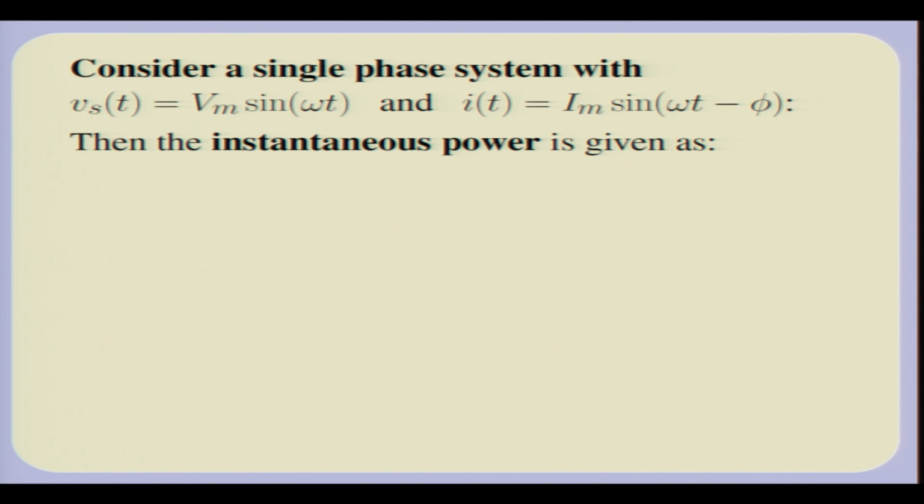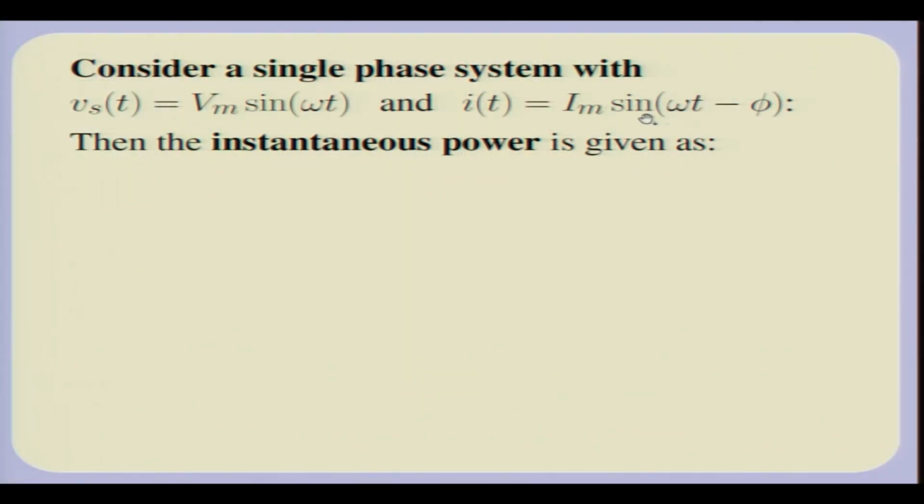This is regarding the instantaneous power in a single phase circuit. In a single phase circuit, you have one single frequency sinusoid as an input, and suppose you have a current given by this expression, Im, the maximum value of the sinusoid, into sin omega t minus phi. It is lagging, say, the voltage.